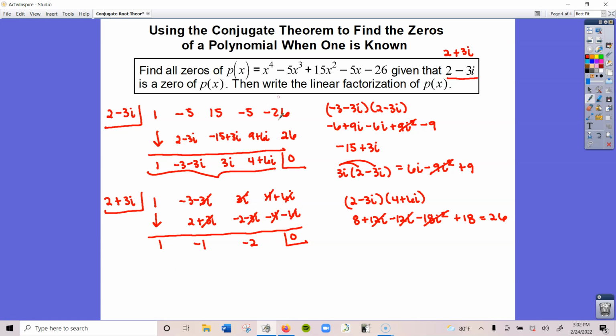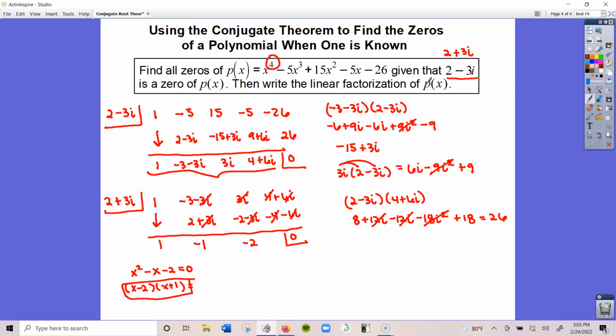Now what we have here, if we started with x to the 4th, then this is x to the 3rd, and so this here would start with x squared. So my polynomial has been reduced to x squared minus x minus 2, which is a quadratic that I can factor. The two numbers that would multiply to give me -2 and add to give me -1 would be x minus 2, x plus 1. So these are my other two factors.